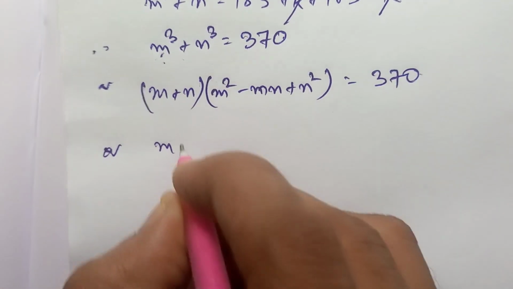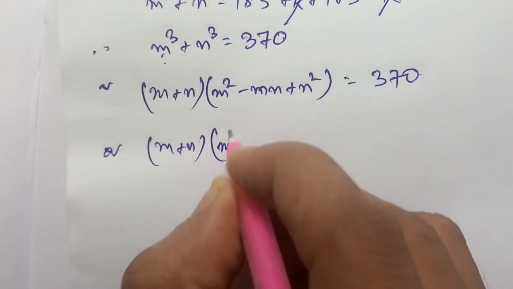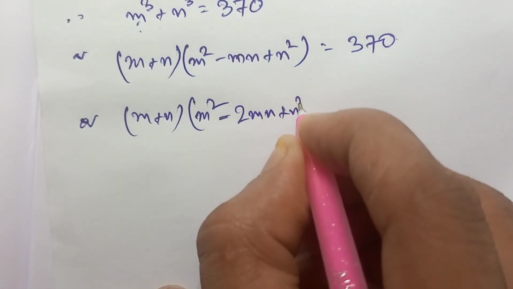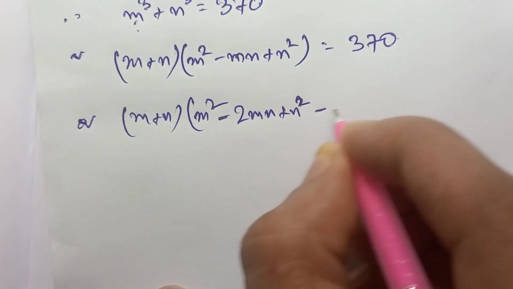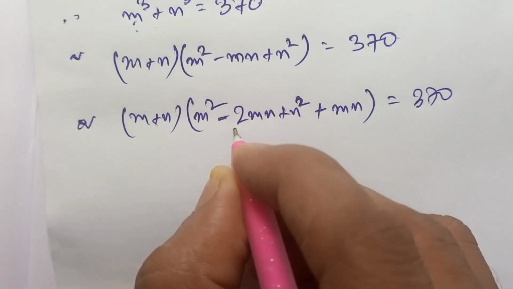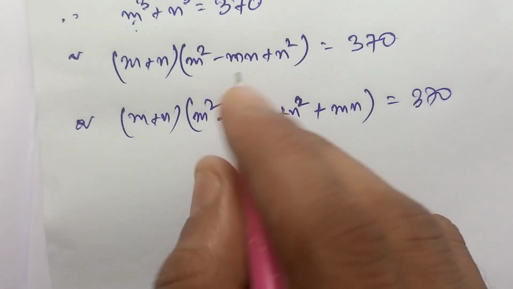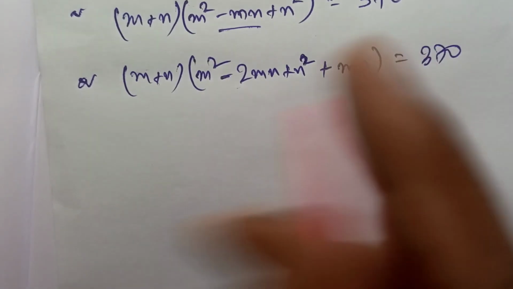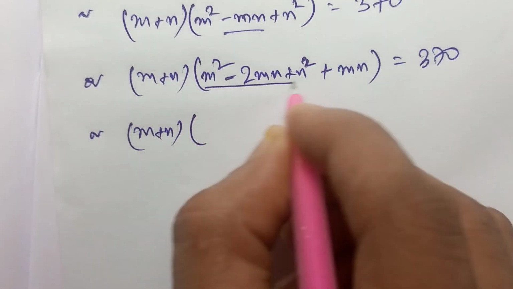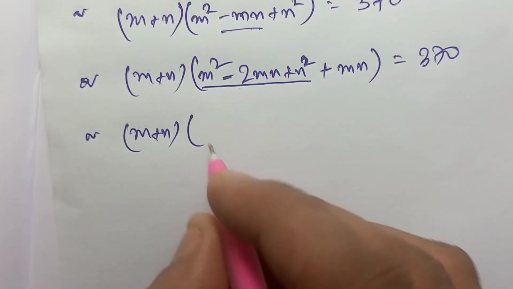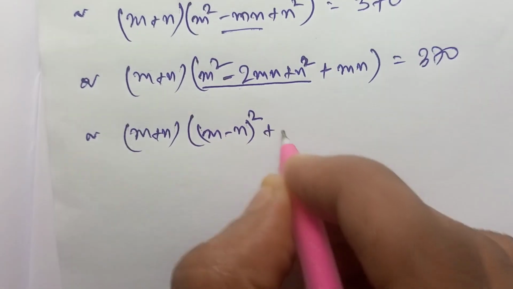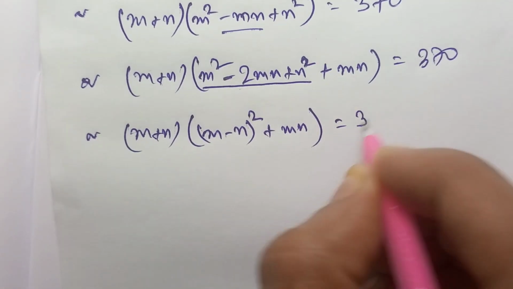Now we apply the second formula to form another term. We can take m square − 2mn + n square, and to compensate we add + mn, which is equal to 370. If we subtract mn from this −2mn, we get −mn. Now if we view this m square − 2mn + n square, it is the (m − n) whole square formula. We put it here: (m − n) whole square plus mn is equal to 370.